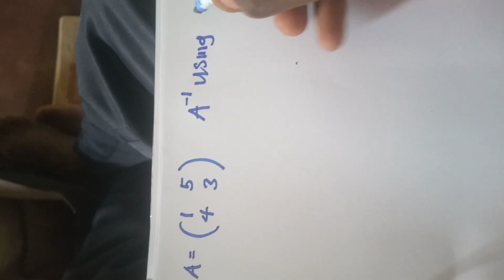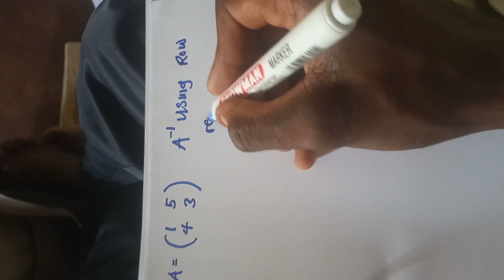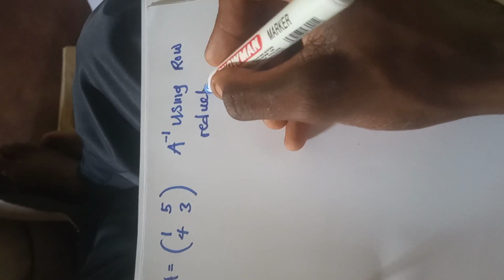Using row reduction. So using row reduction, how can we find the inverse?